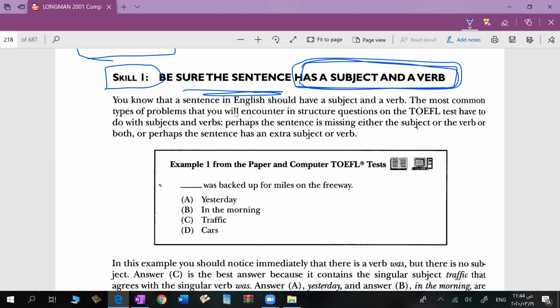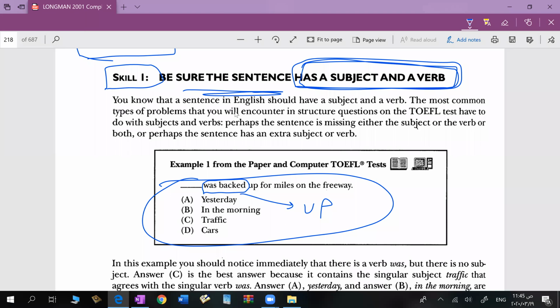For example, look at this question. Blah, blah, blah, was backed up for miles. The freeway. What do we have here in the sentence? We have "was backed up," which is a verb phrase. Correct? What is missing here? This is the verb phrase. This is the verb. We need the subject, which is a noun phrase.